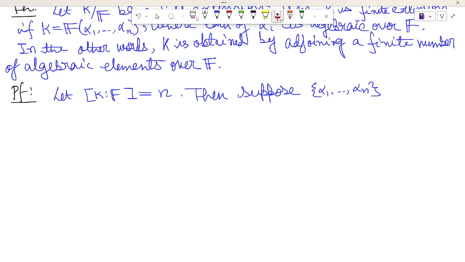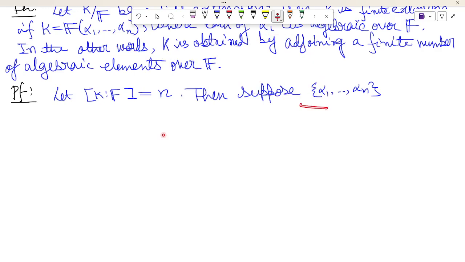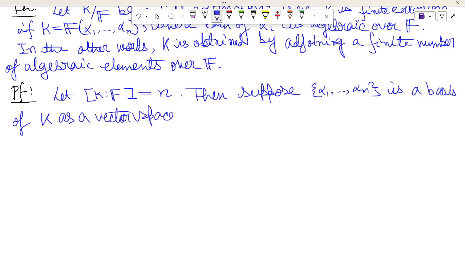I could have chosen any basis here because bases are not always unique. So I could have chosen any beta 1 to beta m, but they have the same cardinality. But with abuse of notation, we can choose this. Then suppose this is a basis of K as a vector space over the base field F.